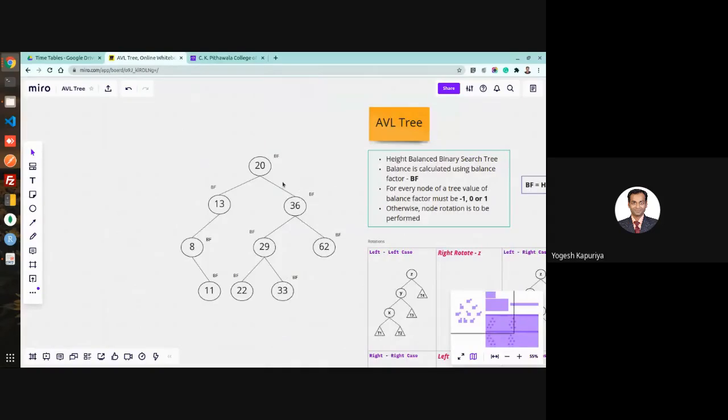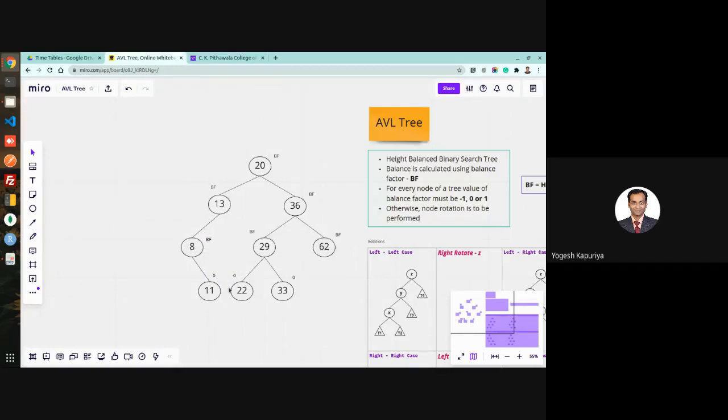So I have already given you this example. This is a sample tree in which we are interested in calculating the balance factor. Let's start from the leaf node itself. What is the balance factor of this node? Remember, balance factor is the difference of height of left subtree and height of right subtree. For a leaf node, there are no left and right, so obviously this will be 0. Next, again, this is a leaf node, so 0. Again, this is 0.